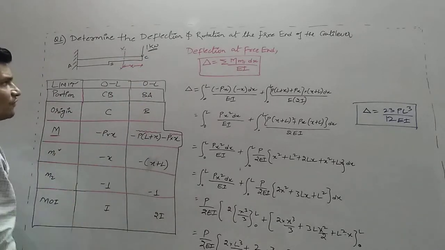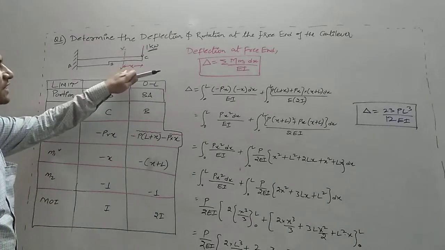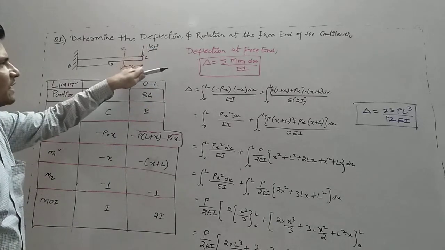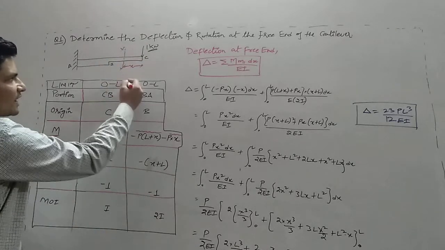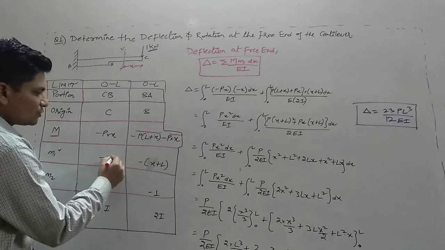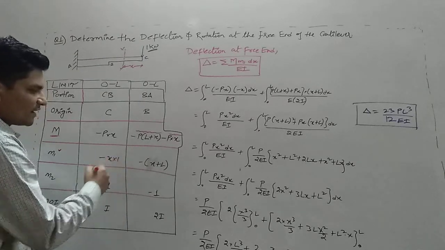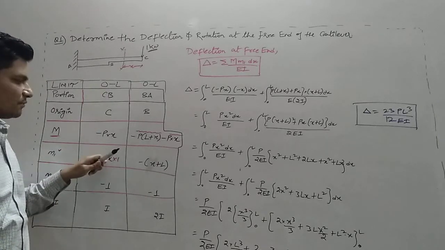So what is the value of M1 here? This is my 1 kilonewton force into the perpendicular distance, which is X. So 1 into X is my bending moment for this XX section. It is hogging in nature, so it is minus X. So the M1 value for this CB portion is minus X.